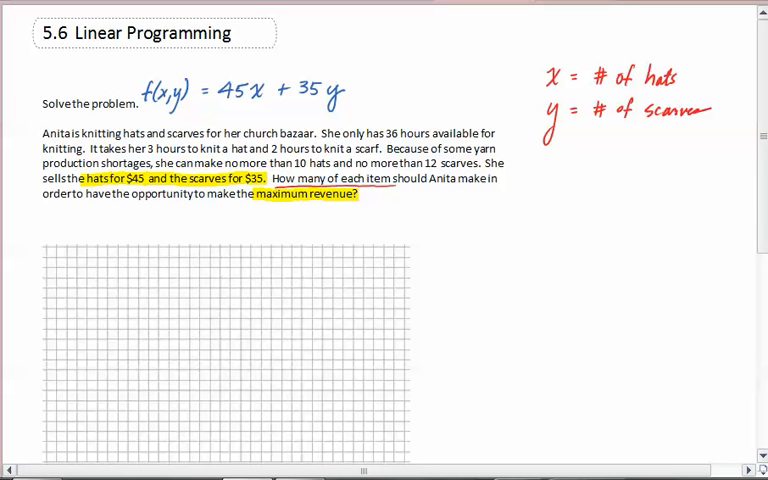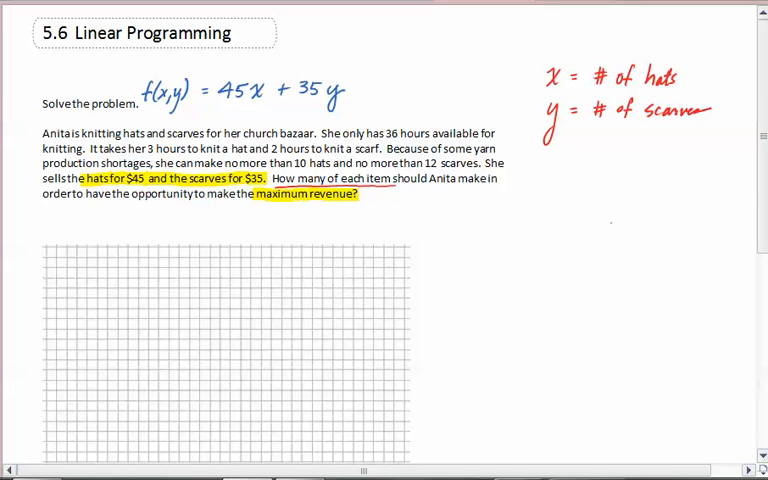So she's knitting hats and scarves for the church bazaar. She only has 36 hours available for knitting. Okay? She only has 36 hours available for knitting, and it takes her 3 hours to knit a hat and 2 hours to knit a scarf. Now, I'm going to show you something that we're not going to do. We're not going to say that x plus y is less than or equal to 36. And why is that? Because x and y are about the number of items, not about hours.